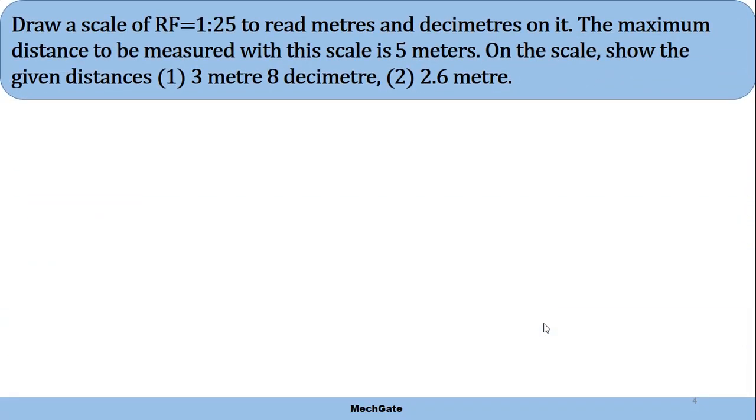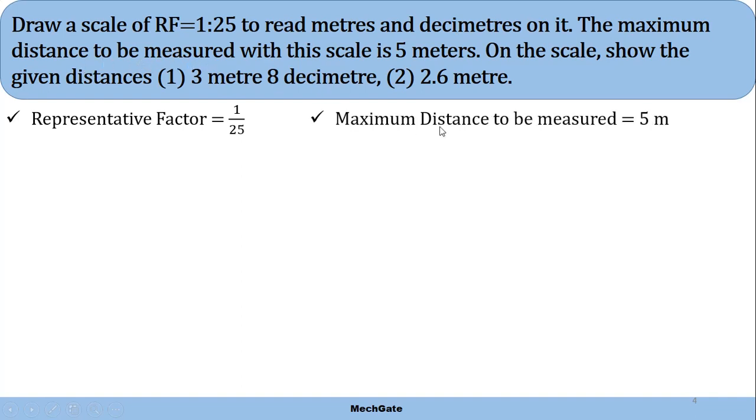Now let's solve this problem. Draw a scale of RF 1 by 25 to read meters and decimeter on it. Maximum distance to be measured with this scale is 5 meter. So here RF is already given. So RF is equivalent to 1 by 25 and the two units that we have to represent using the plain scale are meter and decimeter. So we have to know the relationship between meter and decimeter. 1 meter is equivalent to 10 decimeter. Maximum distance to be measured is also given, that is 5 meters.